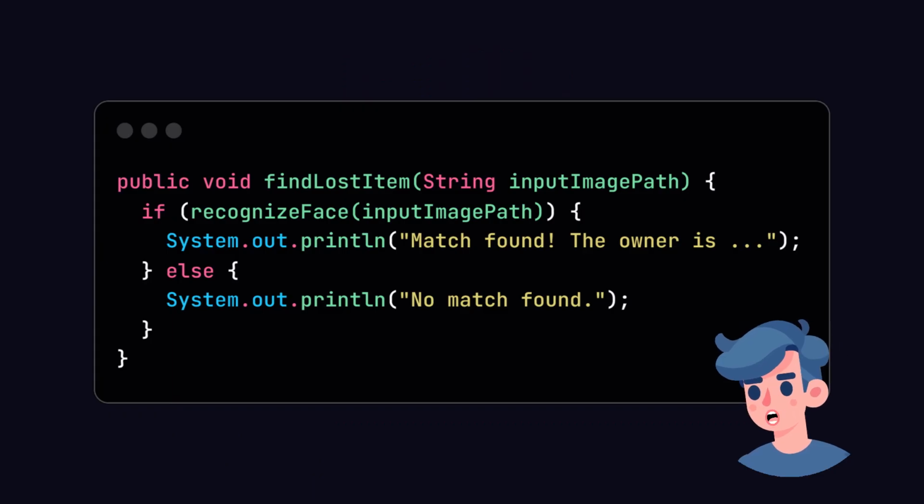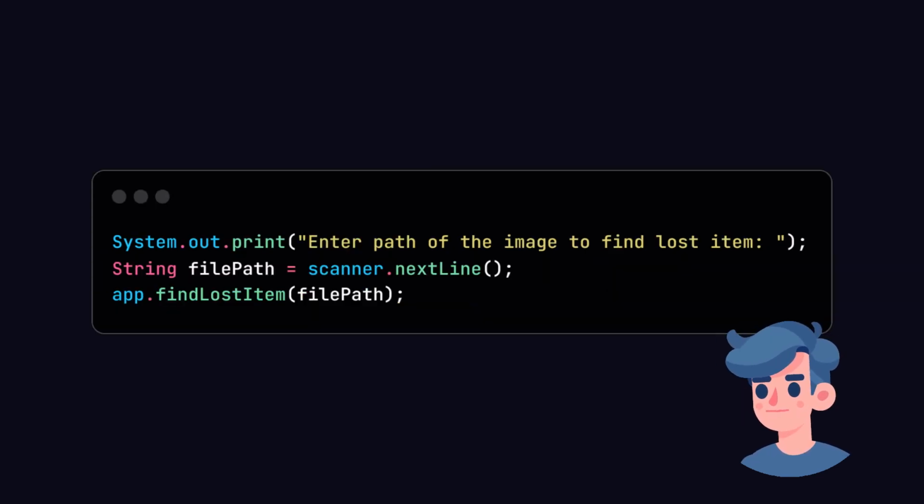For demonstration purposes, we'll create another method in the LostAndFoundApp class to handle the recognition process. It will prompt the user to input an image to check against the existing database of lost items. In the main method, you can add another prompt for recognition to allow users to search for their lost items.